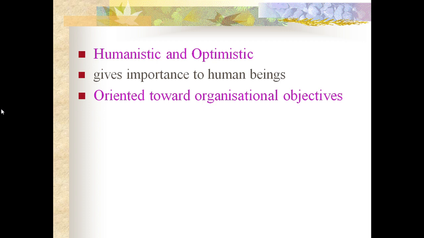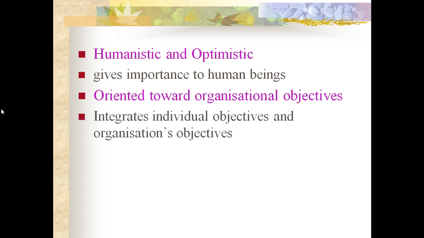The next nature is oriented towards organizational objectives. OB is oriented towards organizational objectives. What does it mean? This says, though we are concerned about the human dimension, or we are giving importance to human beings, the ultimate purpose is the attainment of organization's objectives. So we try to integrate individual objectives and organization's objectives. The individual working in an organization should have satisfaction. Simultaneously, an organization also should have satisfaction.